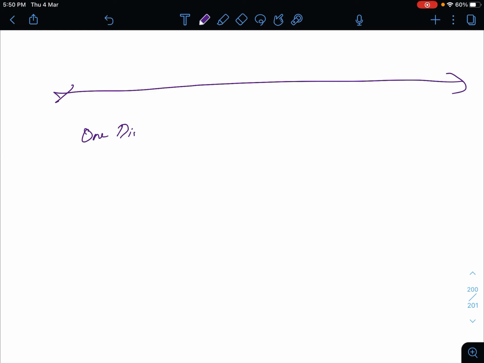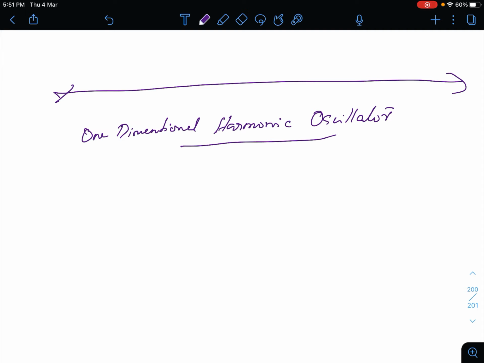One-dimensional harmonic oscillator problem. Okay, so what we will be doing here? What is the energy? We know what would be the energy of a harmonic oscillator.